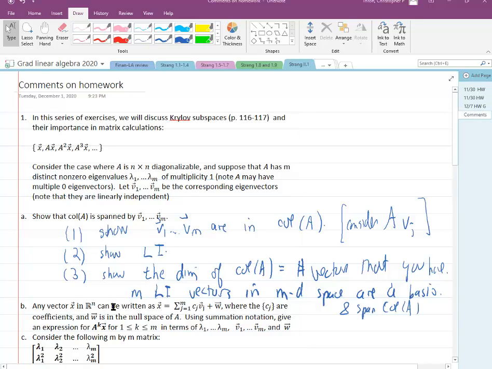Now for the second problem, I've expressed x in summation notation, and then you simply want to apply A to the k to this vector. Notice that I've changed the index here because I think that some of the index notation was confusing things. Some of the indices were ambiguous. So I think it's probably better you use a k here. I don't remember what was there before. But this has to be true for every value of k between 1 and m.